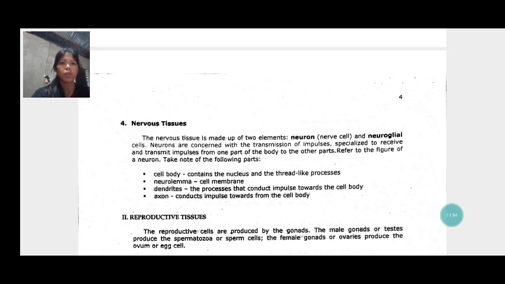Take note of the following parts. Cell body, which contains the nucleus and the thread-like processes. Second is neurolemma, or the cell membrane. Dendrites, the processes that conduct impulses towards the cell body. The last is axon, which conducts impulses away from the cell body.